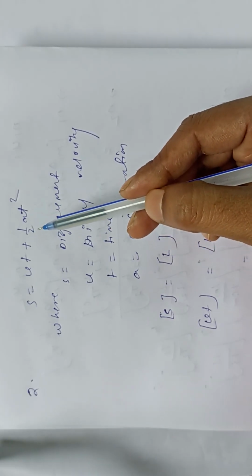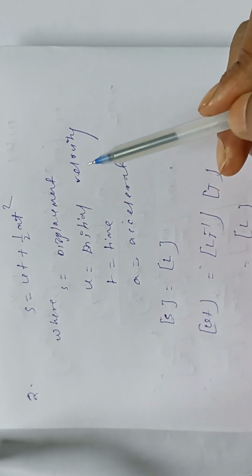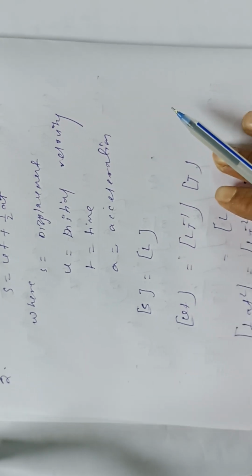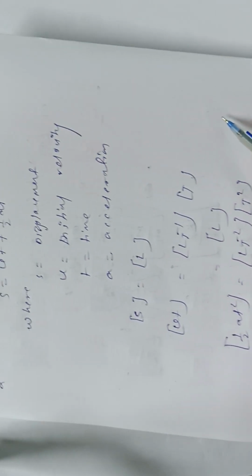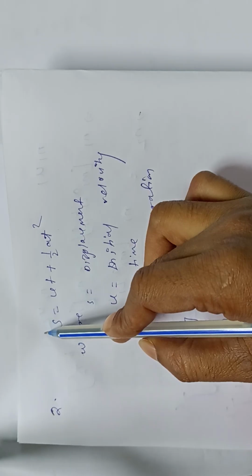So the dimensional formula represents that all three terms in this equation are the same. So this is a dimensionally correct equation. So this equation is dimensionally correct.